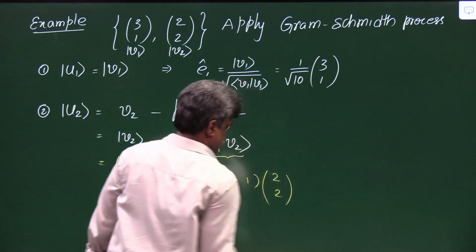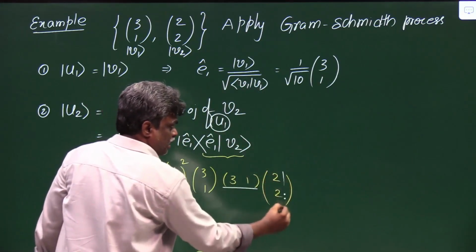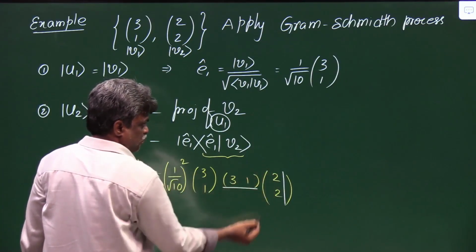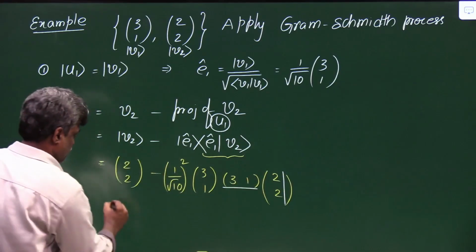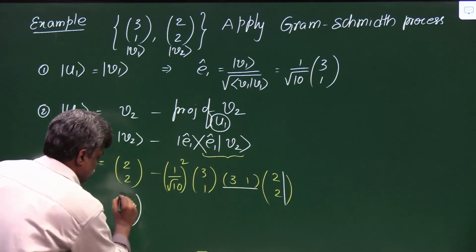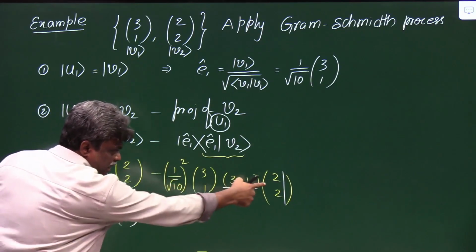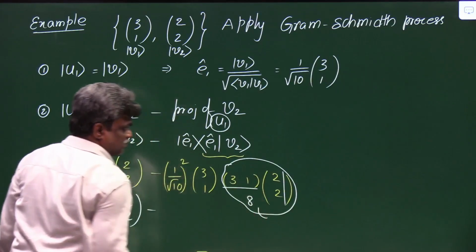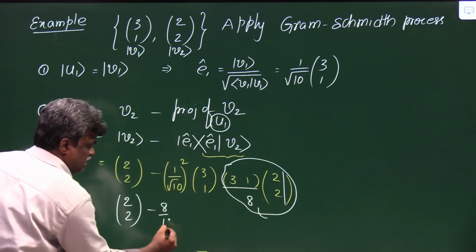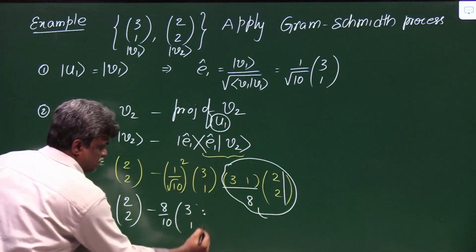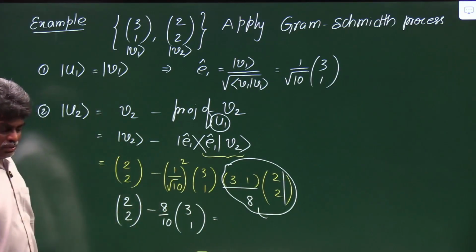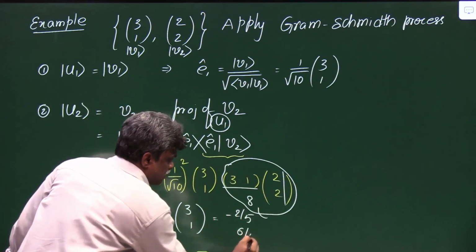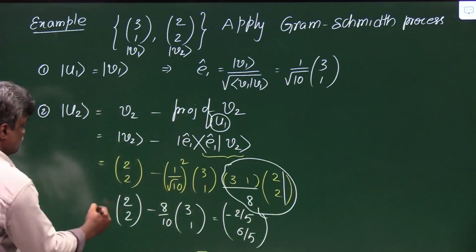Now we just find this product. This is a row and a column, come from this side. So row and a column, 3 2s are 6 plus 2, that is 8. So we can write this as 2, 2 minus, this is 1 by 10, and here we are getting this scalar. This scalar is nothing but 8. So this is 8 by 10 into 3, 1. You just subtract these two, and here you will get minus 2 by 5 and 6 by 5. So this is your U2.